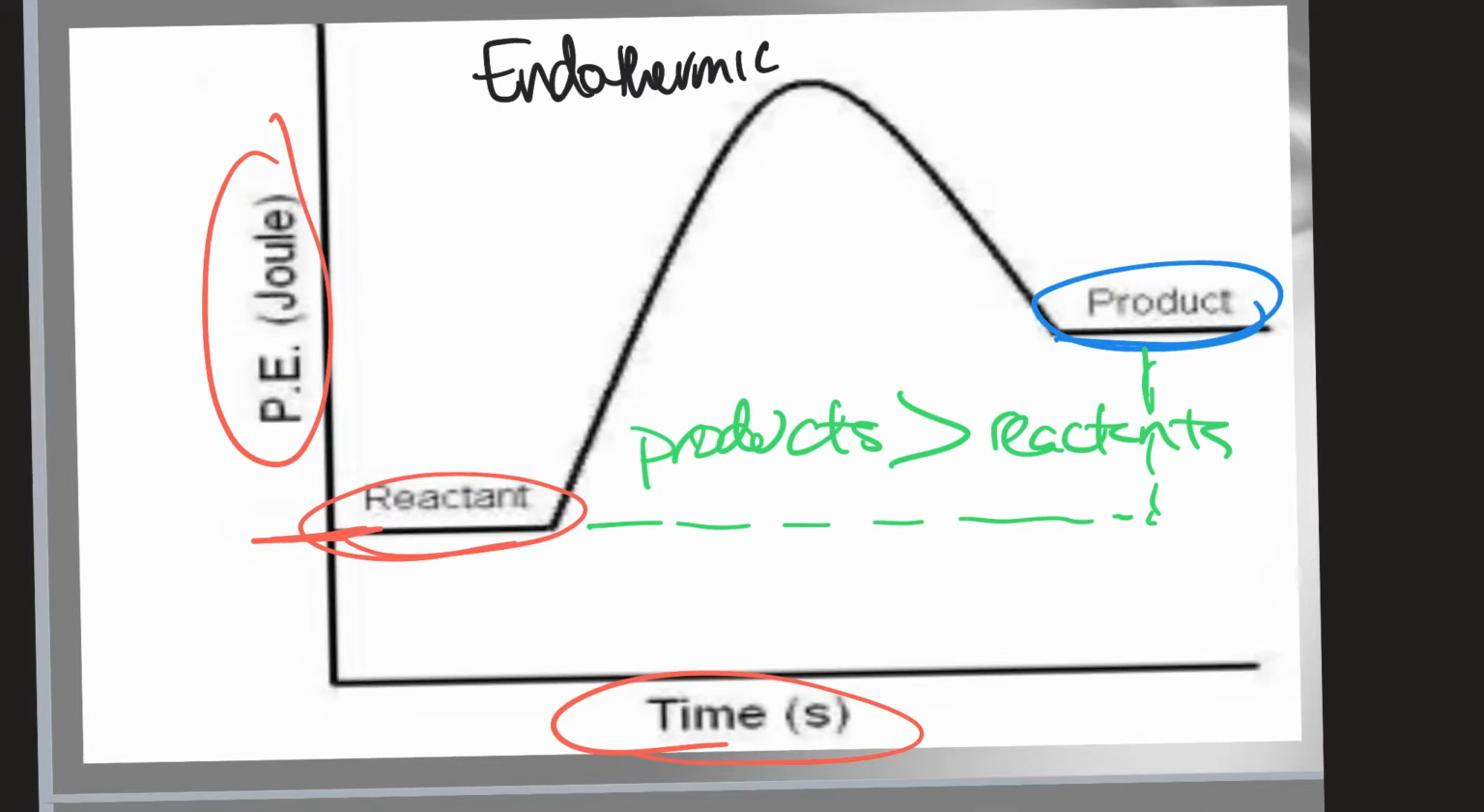Why is it endothermic? Because the reaction needed energy in order for the product to form. So the product has more potential energy, or more energy within the bonds, or whatever it may be. There's more energy in the products than you have in the reactants. So this is an endothermic process.